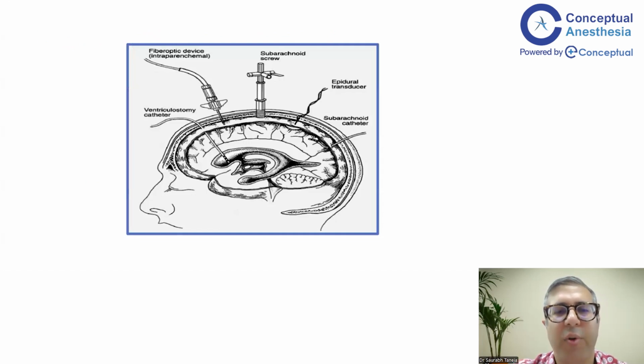These are various types of monitors. So the idea again is that the brain is a closed compartment. So when the brain is a closed compartment, the pressure transduced from one area to another is similar. But in patients in whom we want to drain the CSF, ideally the best thing is an EVD into a lateral ventricle connected with a CSF drainage closed system.